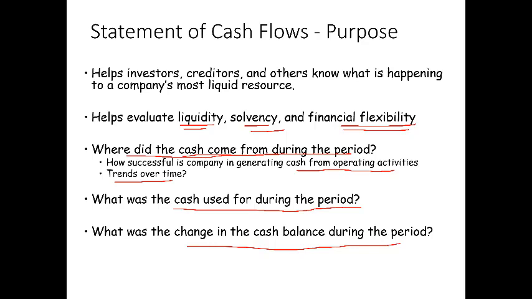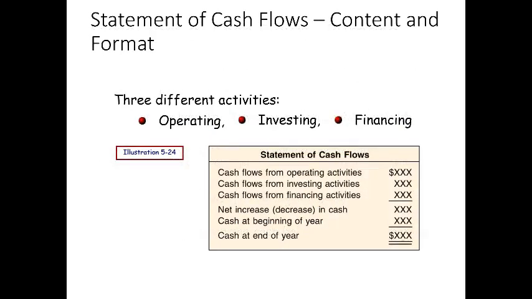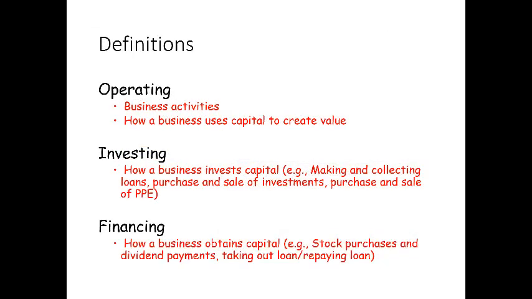All right, so that's the purpose of the statement of cash flows. As far as the format, there are three activities. You've probably seen this: there's an operating section, an investing section, and a financing section. Generally, the operating section has to do with business activities. It correlates really well to the income statement.